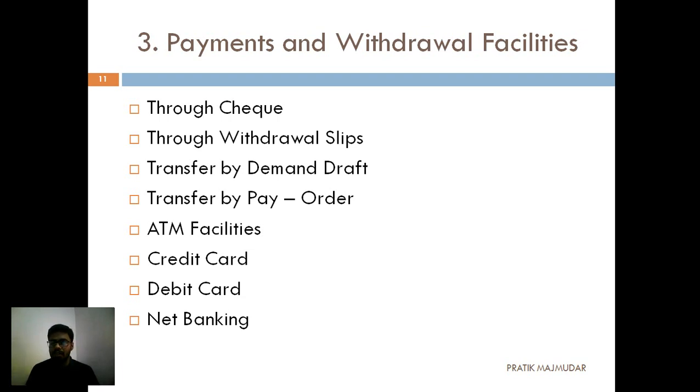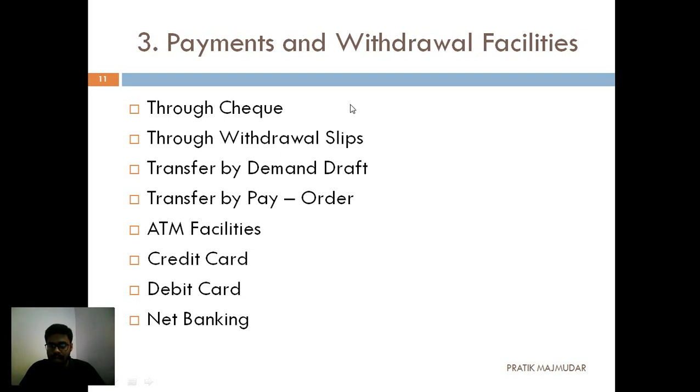Now the third feature or function of the commercial bank is payment and withdrawal facilities. For example, if you have deposited your money, you can withdraw it at any time. By which methods can you withdraw your money? First, through a cheque. You can directly go to the teller counter, give them the cheque, and they will give you the money. So simple a method.